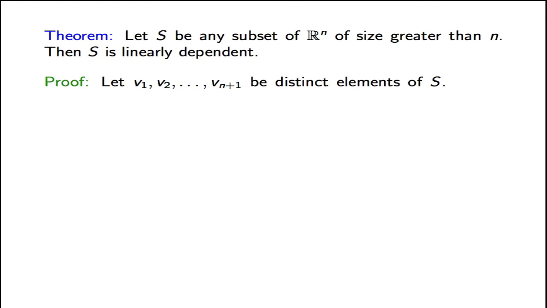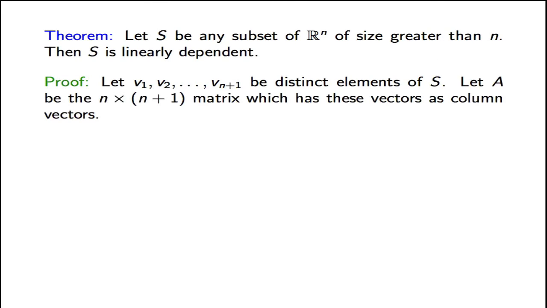So let's prove it. Let's take v1 up to vn plus 1 distinct elements of S. We know that we can do this because S has size greater than n, and by greater, we mean strictly greater. And let's form a matrix A, which has these n plus 1 vectors as column vectors. So this is an n by n plus 1 matrix.